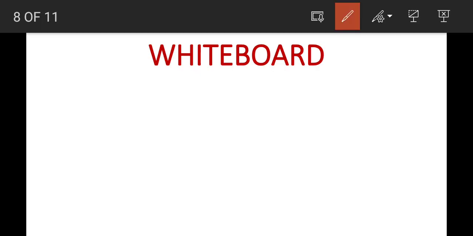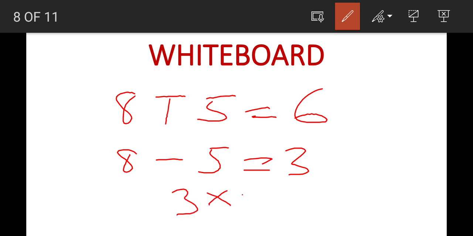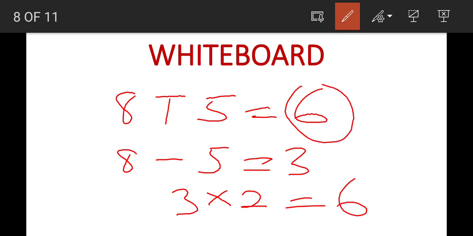Let's go to our board. Something like this. 8t5 equals 6. Now, this simply means 8 minus 5, which is 3. This 3 times the imaginary 2. That was how this 6 was gotten. So that is the foundation. Okay.